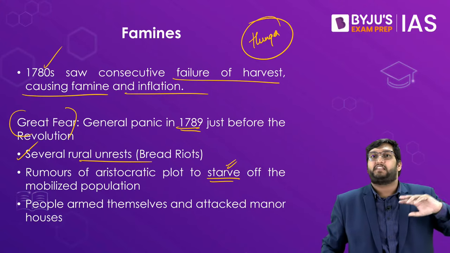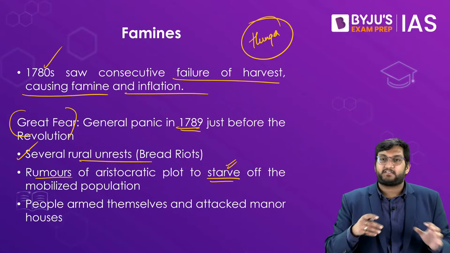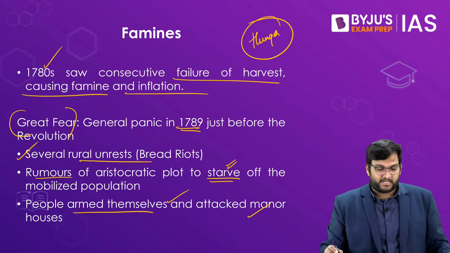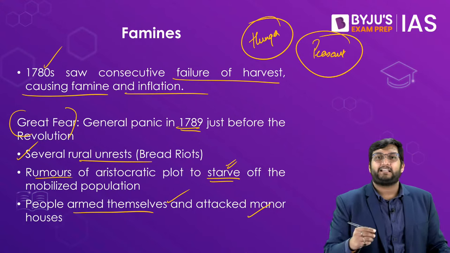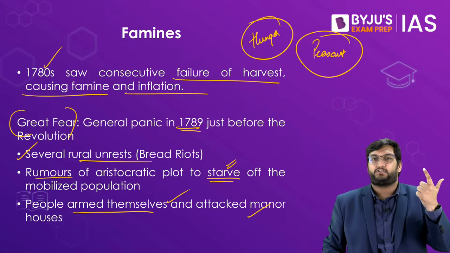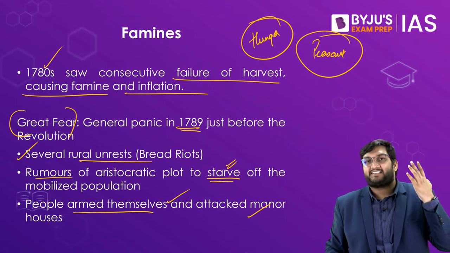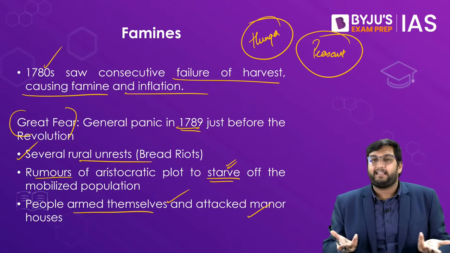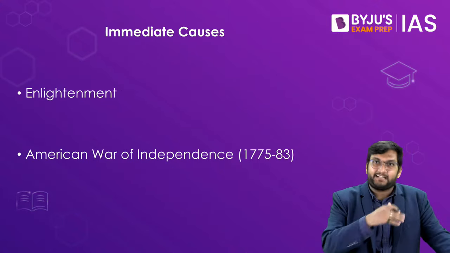The society itself is geared for the first and the second estate. People are becoming more and more frustrated. The rumors of an aristocratic plot to starve off everybody are becoming more and more pronounced. People armed themselves and now started to attack manor houses. Peasants themselves became very, very frustrated. Basically, if you add everything: society is discriminatory, no form of representative institution, bread riots are happening, food is not there, inflation is rising, the extravagance of Louis XV and XVI was already draining the treasury, they technically have no money itself. This will in turn add to the immediate cause.